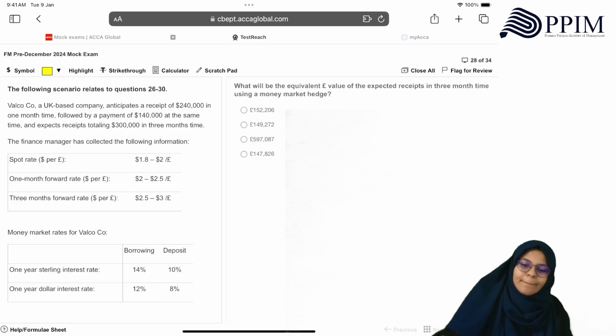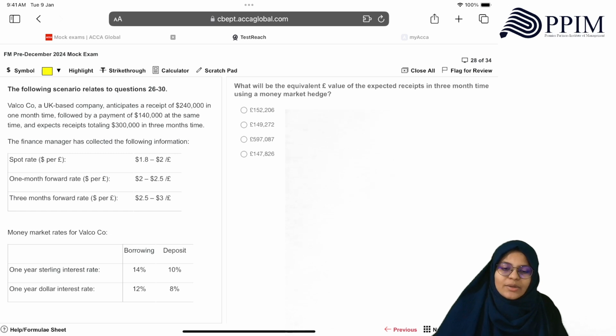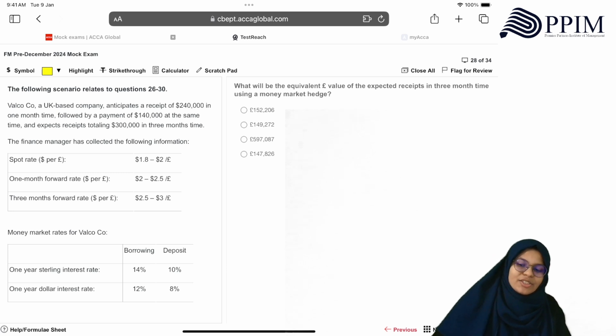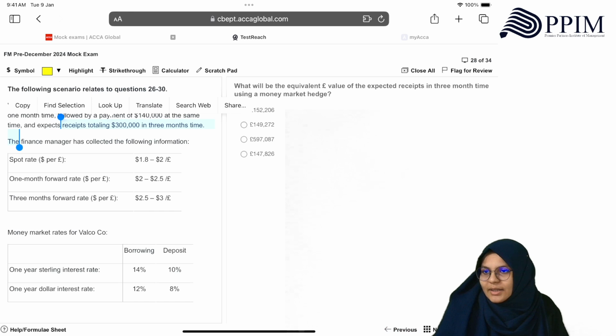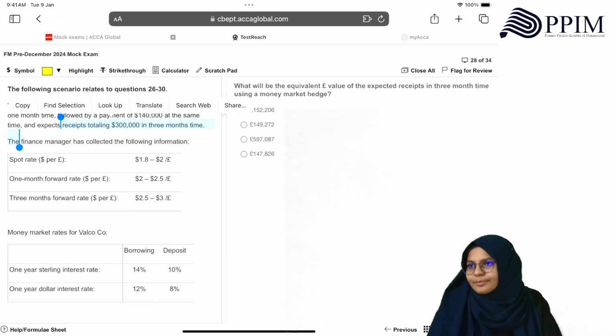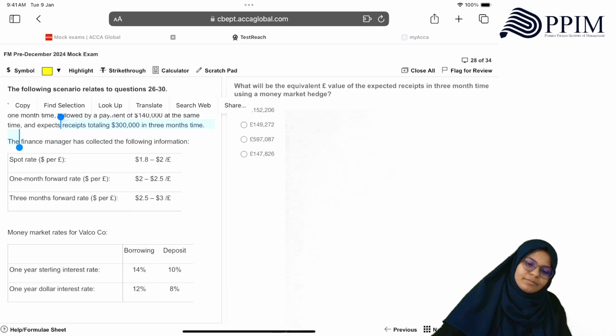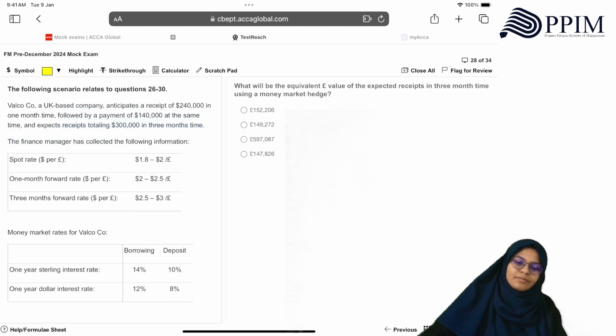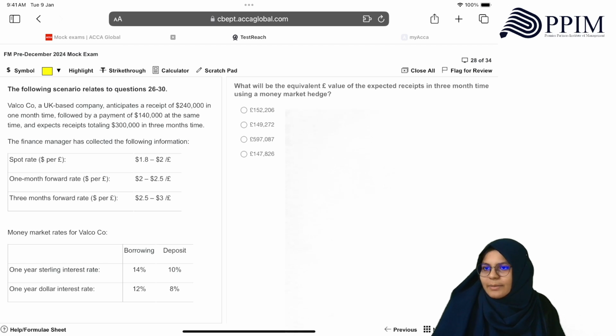Okay. Right. What will be the equivalent pound value of the expected receipts in 3 months time using a money market hedge? So this 300,000 receipt in 3 months time, they are asking you to do a money market hedge, a full money market hedge. Okay. So I'll give you 5 minutes. Can you please try it out? Everything that you need for a money market hedge is there.